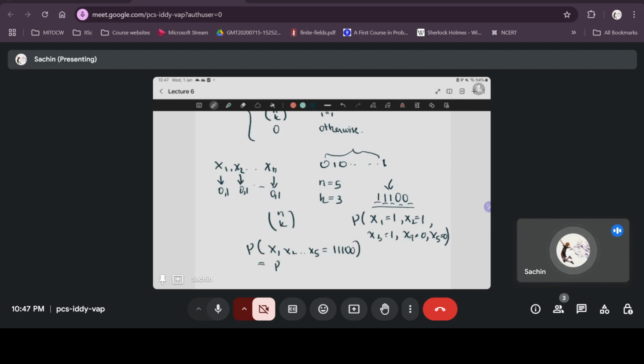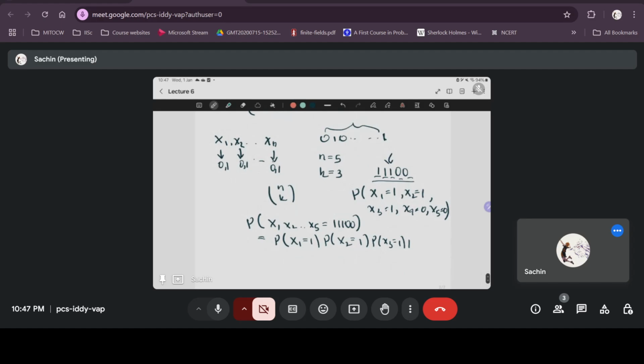Since they are independent, this is equal to the probability that x1 is equal to 1 times the probability that x2 is equal to 1 times the probability that x3 is 1 times the probability x4 is 0 and the probability that x5 is equal to 0, right? But what is the probability that x1 is equal to 1?